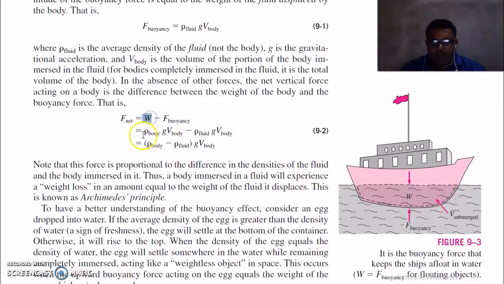We know the weight of the body is equal to density of body times gravity times volume of body, and the buoyancy force is equal to density of fluid times gravity times volume of body. So this is the equation for the net force on the body. Now this condition is when the body is completely immersed in a fluid. Note that this force is proportional to the difference in the densities of fluid and body immersed in it. Thus a body immersed in a fluid will experience a weight loss equal to the weight of fluid it displaces. This is known as the Archimedes principle.